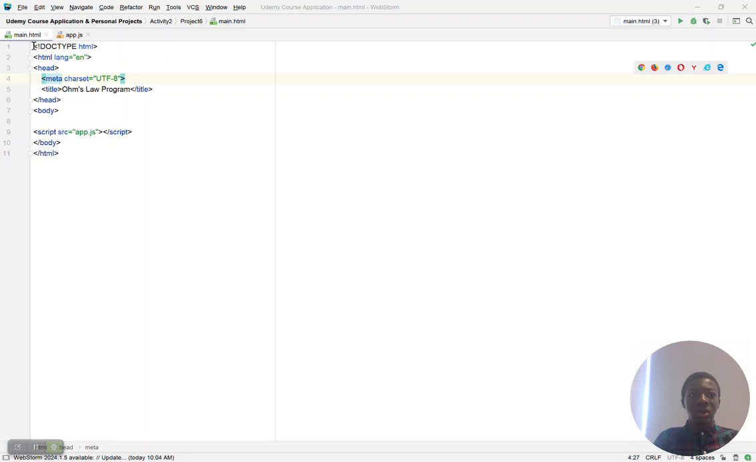Now, as you can see, doc type HTML, then HTML language is English, then the head, meta character set is UTF-8. Then we have the title for today: Ohm's Law program. I should even be calling this a physics program, just to be safe, because it's of science. And body is for the body of the program, which is the content of the site. Then after we have the script, app.js, as we always have it. This will come up in the quiz at the end. So after that, we have the body, then the HTML file.